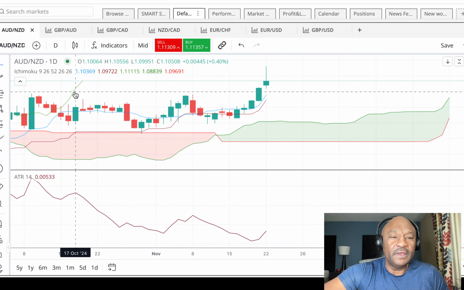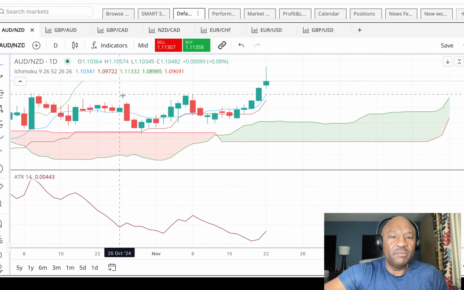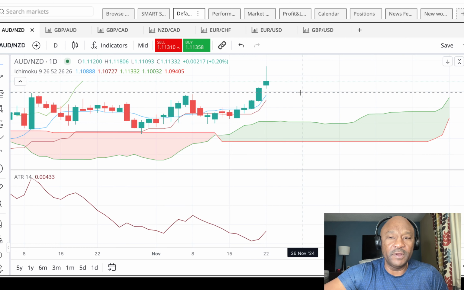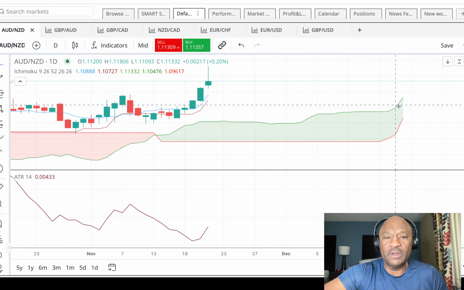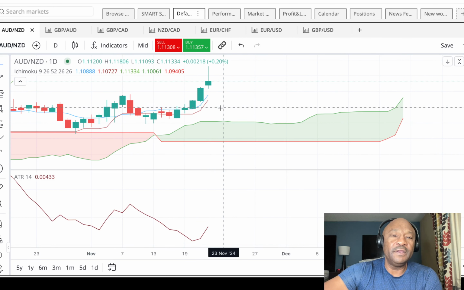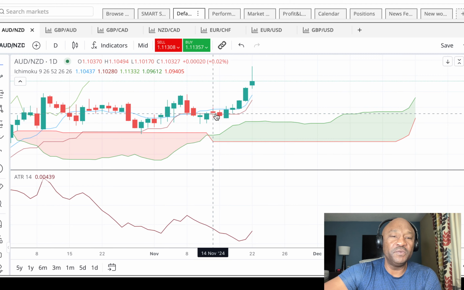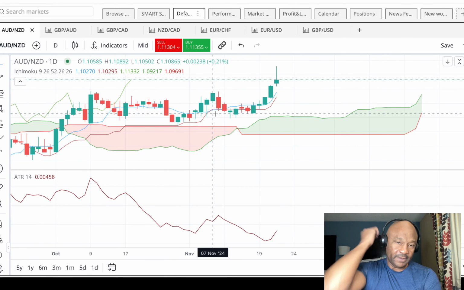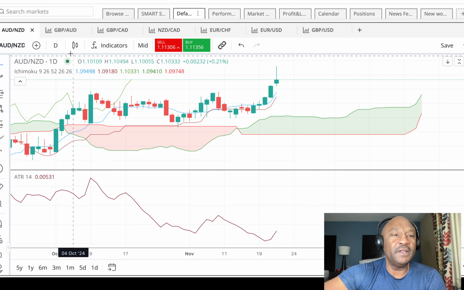As you can see here, let's get closer. We got the lagging span above the price action. Price action is on top of the conversion line and the baseline, which are both pointing upward. We got a green upward cloud. This baseline is not flat, it is pointing up. So that means this has a ways to run, and this is going to be a good trade. Definitely want to check out the Aussie dollar, New Zealand dollar.